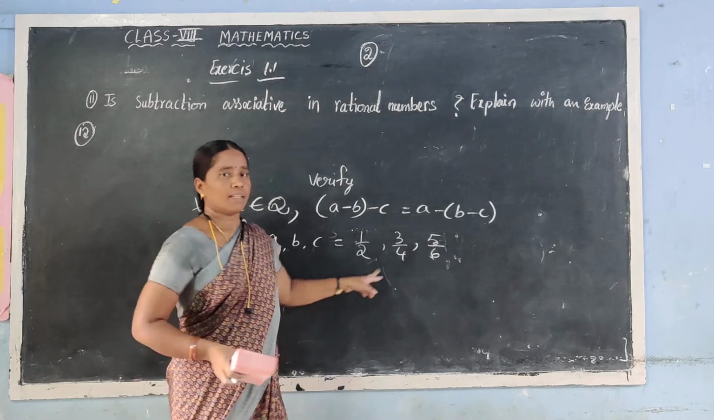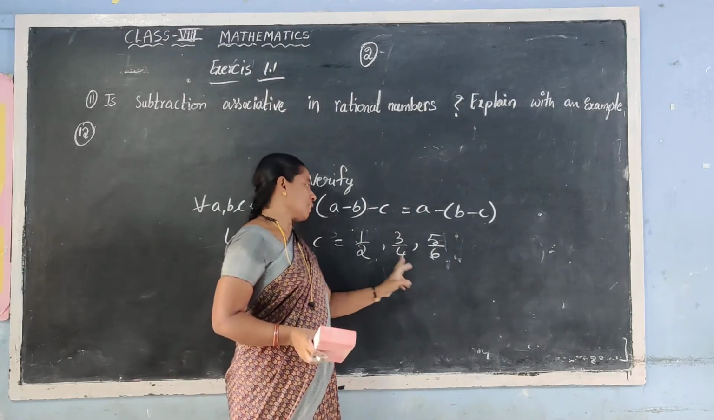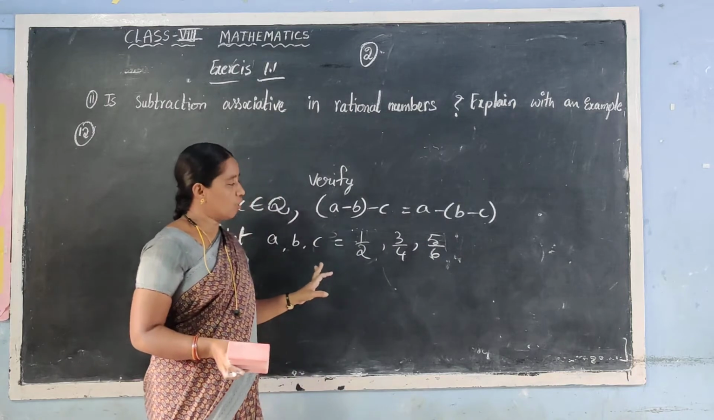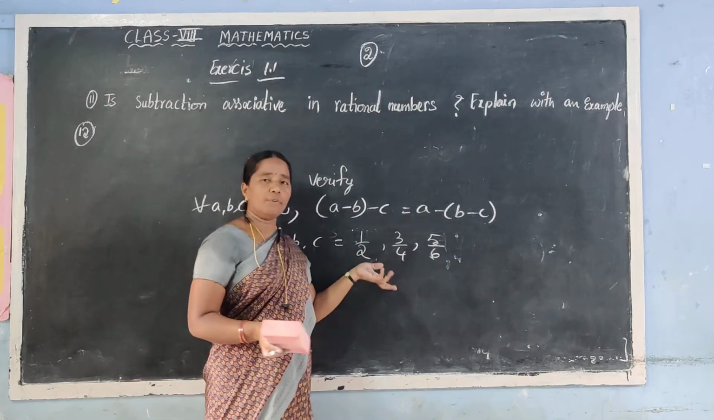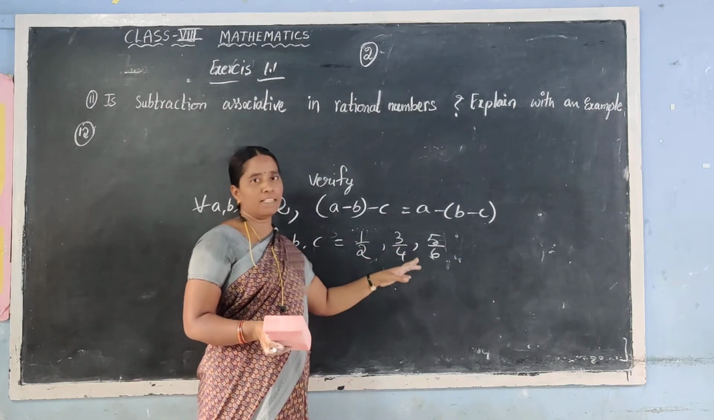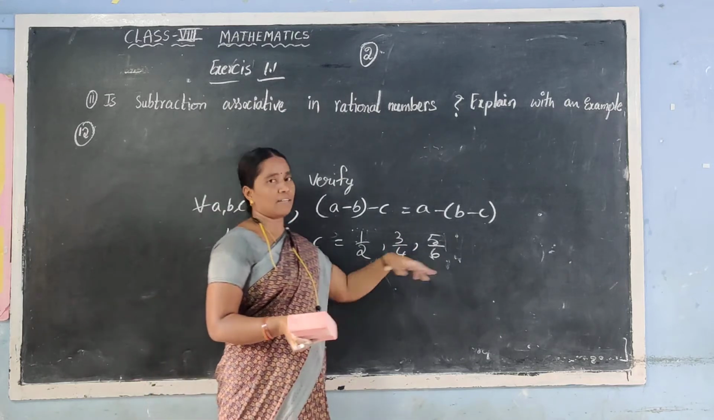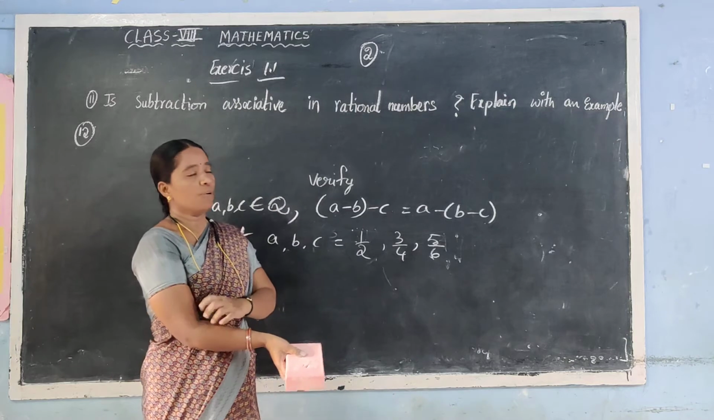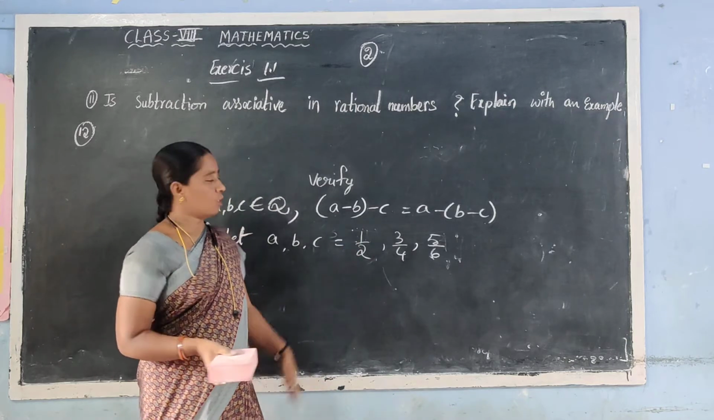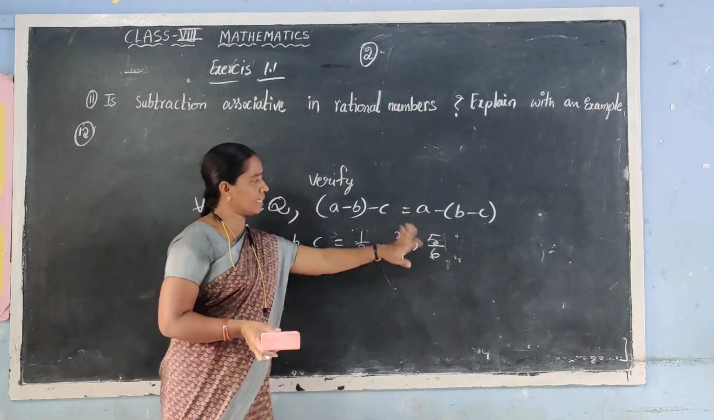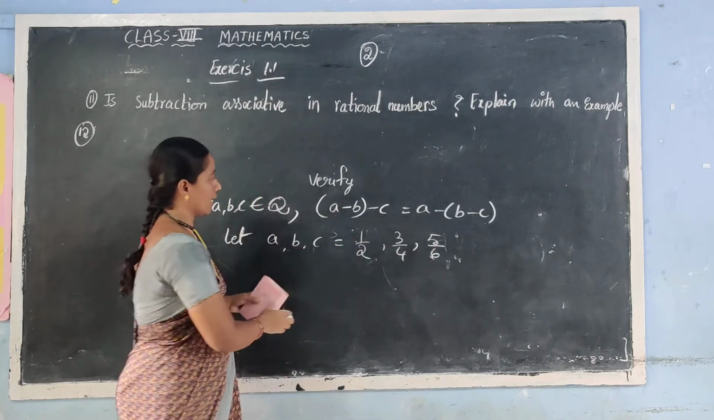See here, I took multiples of 2. If you want to take like this, we have to take the same multiples, multiples of 2, and by doing that we will get it easily. So like this you can take any three rational numbers, and we have to show it like this.